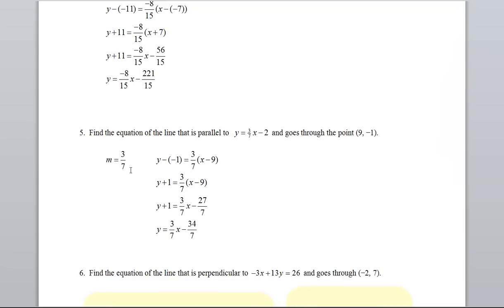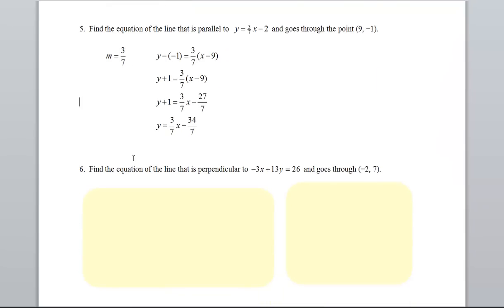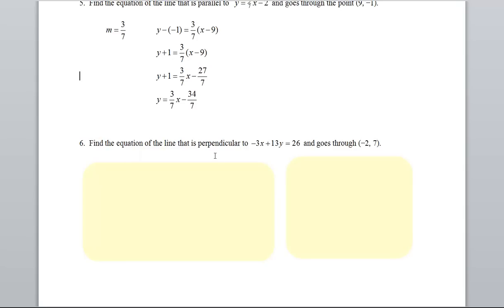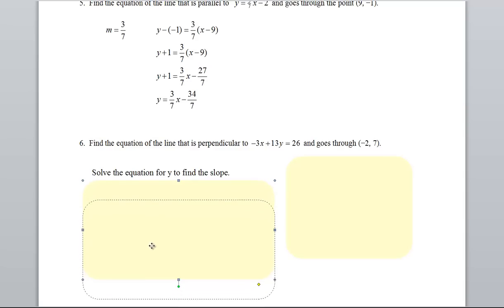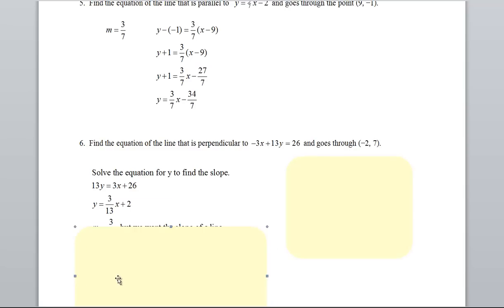Alright, one more. Find the equation of the line that's perpendicular. A different ball game here. Not parallel, perpendicular. And goes through the point -2/7. Now, first thing, I'm going to have to solve that for y regardless. So I'm going to add 3x, then divide by 13. So I added 3x and I divided by 13. Okay. Now, the slope of this line is 3/13.